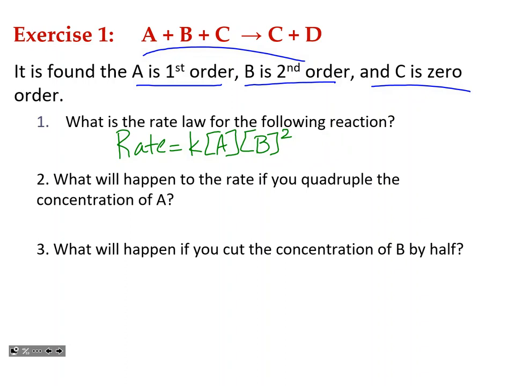Now, looking at our rate law and realizing what we know about our reactants, what will happen to the rate if you quadruple the concentration of A? Good. 4 times our concentration of A means, yes, we're going to get 4 times our rate. Very good. Now let's look at the next one. That's because, of course, A is first order, so that's same change, right? Same change. What will happen if you cut the concentration of B by half?